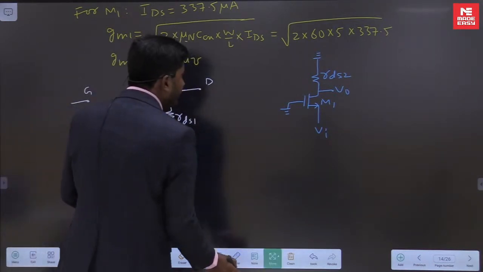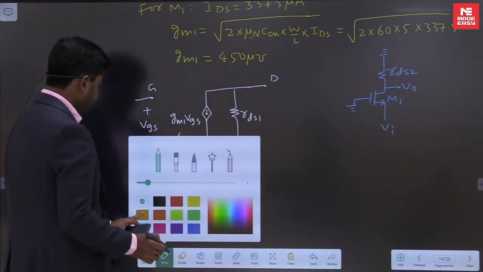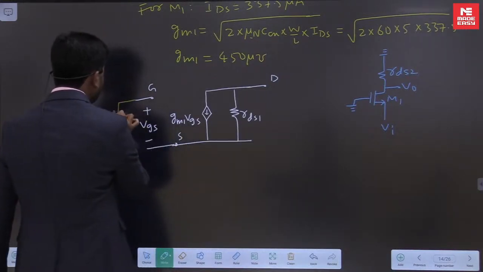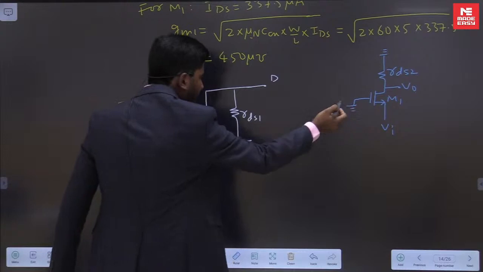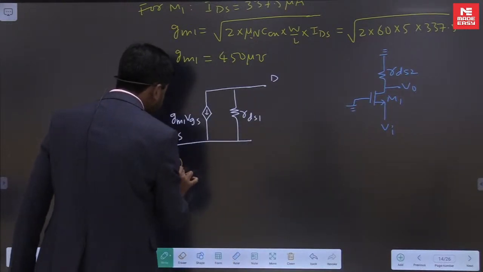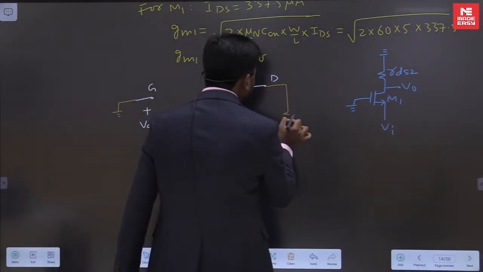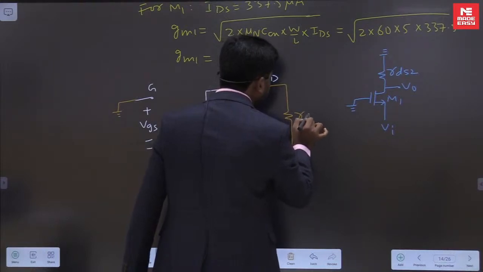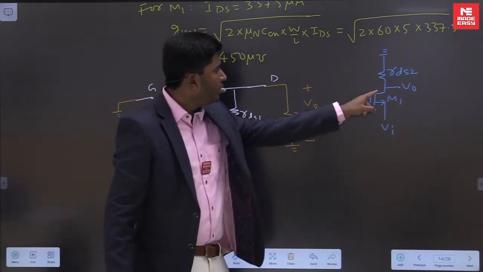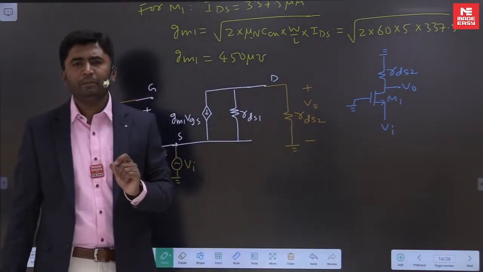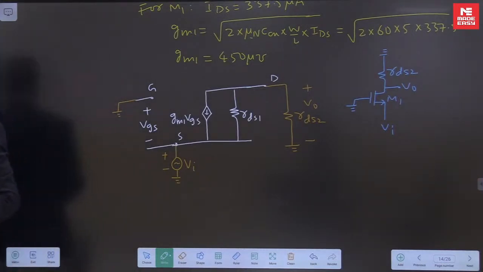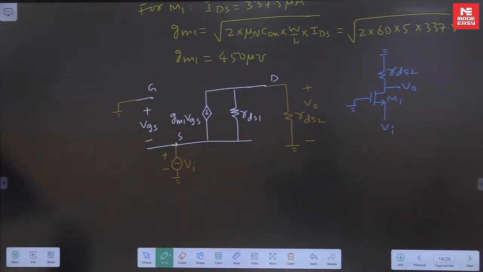Then you connect the remaining components between gate and ground. Gate is like grounded. Then we will show the input source VI here. This is VI. And between drain and ground, we have to show RDS2 like this. And this is V0. Drain to ground, you have RDS2. So in this way, the given amplifier is redrawn. We have replaced M1 with the small signal model, and from this small signal model, we have to obtain the voltage gain.